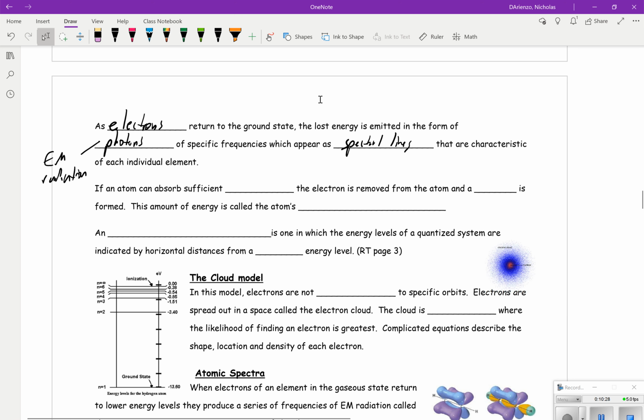Now, if an atom can absorb sufficient energy, instead of maybe jumping 1 level, 2 levels, 3 levels, the electron can actually be removed from the atom, and that's how we form an ion. The energy that's required to completely remove the electron from the atom is called the atom's ionization potential. We learn this in chemistry as the ionization energy.